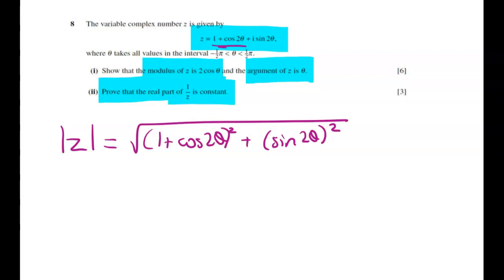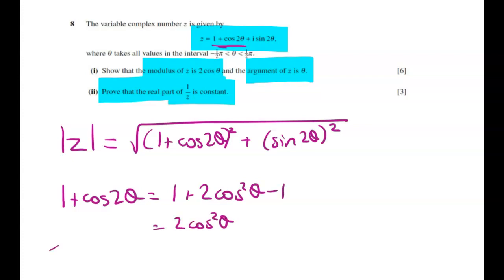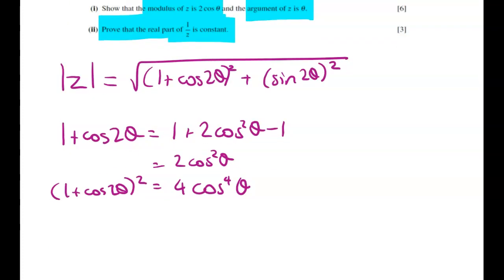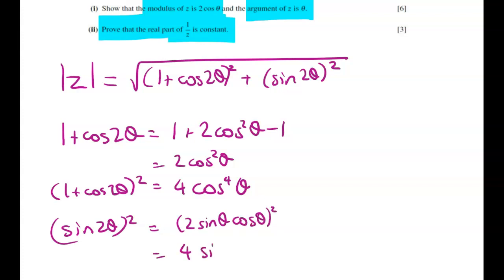Before I do anything with that, I'm just going to clean that up and say that 1 plus cos of 2 theta can be written as 1 plus 2 cos squared of theta minus 1, which is 2 cos squared of theta. So 1 plus cos of 2 theta squared is equal to 4 cos to the power of 4 theta. And while I'm at it, sine of 2 theta squared will equal 2 sine theta cos theta squared, which is 4 sine squared theta cos squared theta.